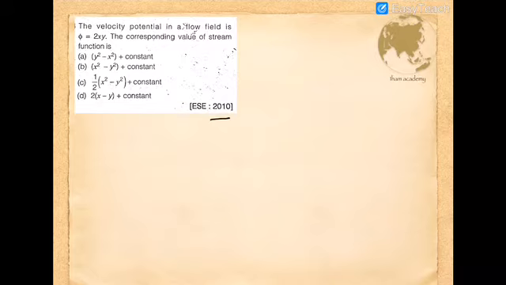Another question that was asked in 2010. The velocity potential in the following field is given, phi is equal to 2xy. The corresponding value of stream function is, we have to find out the stream function expression.